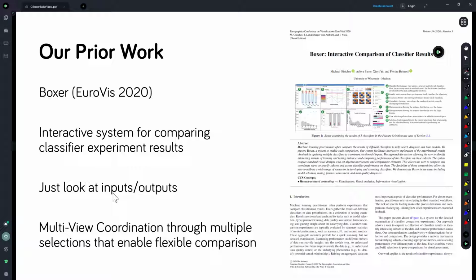Now, in our prior work, we built a system called Boxer, which focused on discrete choice, not continuous classifiers. It was an interactive system that allowed for comparing the results of these kinds of experiments. It just looked at inputs and outputs, and it built up these flexible coordination mechanisms where you take different views, put them together, and connect them via selection.